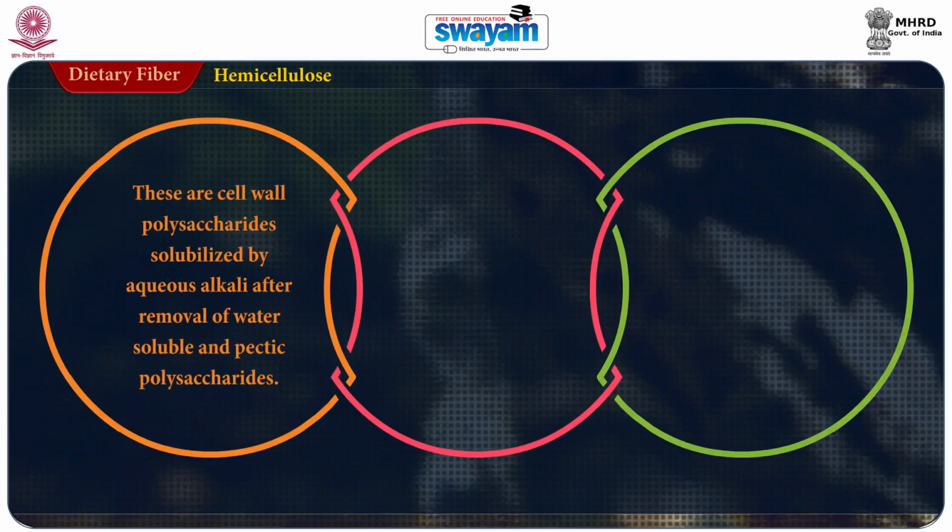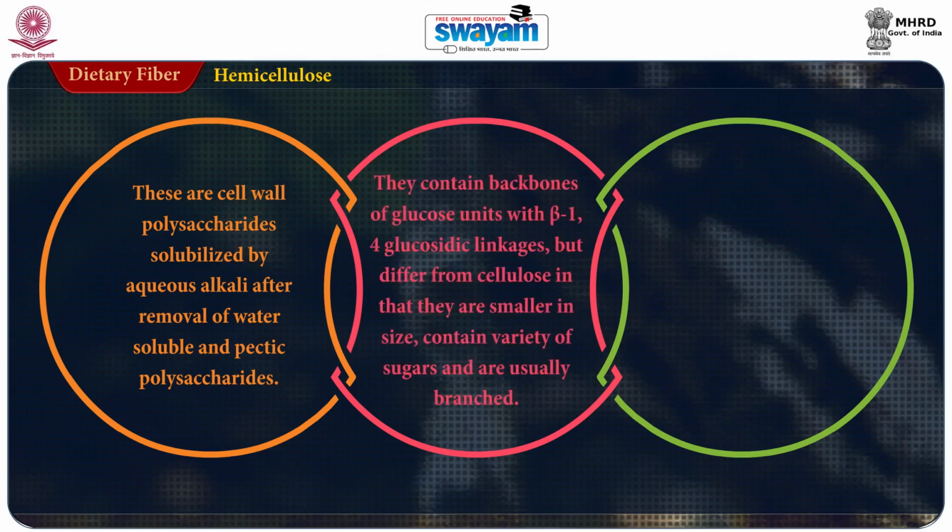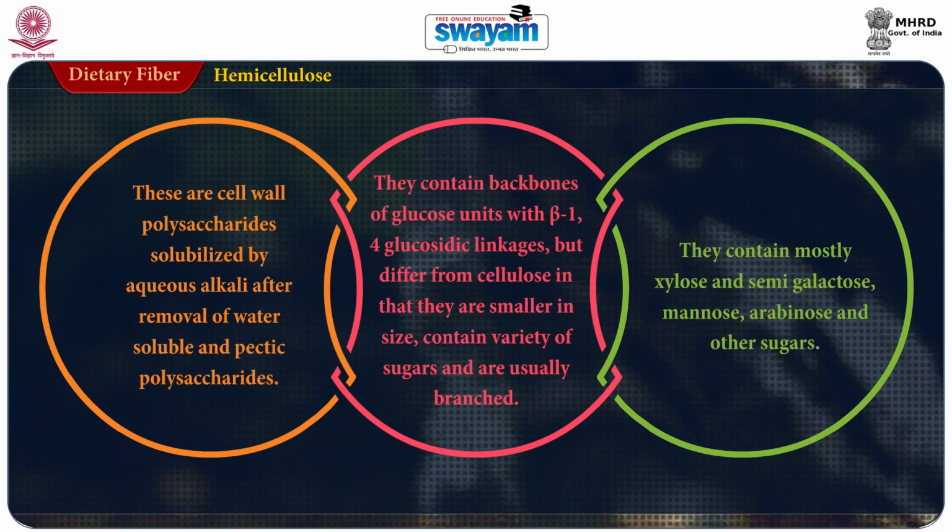Second is hemicellulose. These are cell wall polysaccharides solubilized by aqueous alkali after the removal of water soluble and pectic polysaccharides. They contain a backbone of glucose units with beta-1,4-glycosidic linkages but differ from cellulose in that they are smaller in size, contain a variety of sugars and are usually branched. They contain mostly xylose and also galactose, mannose, arabinose and other sugars.